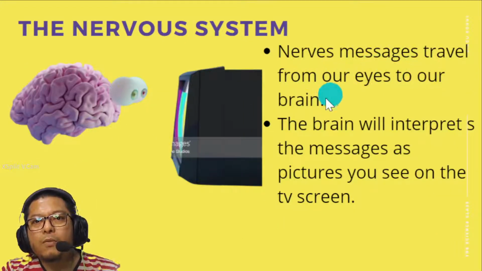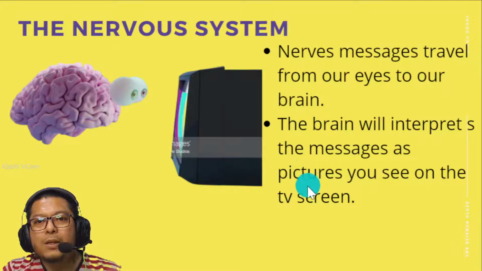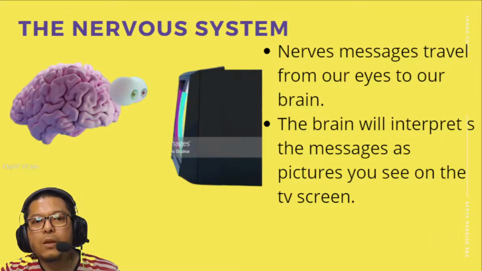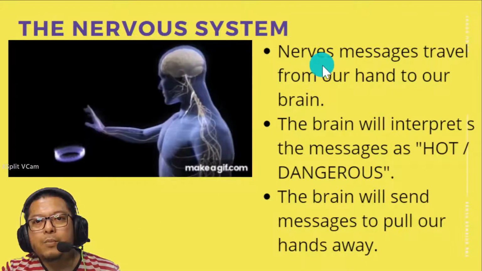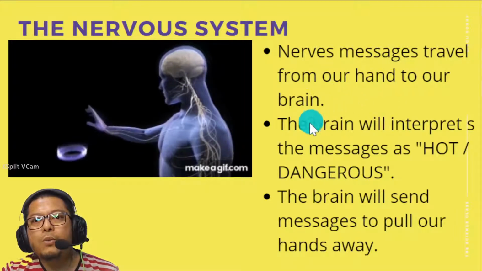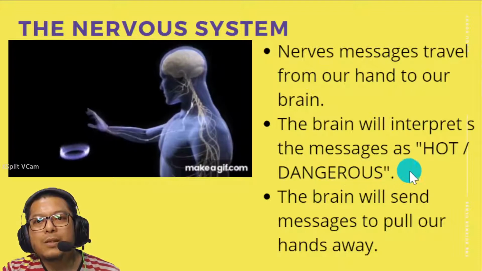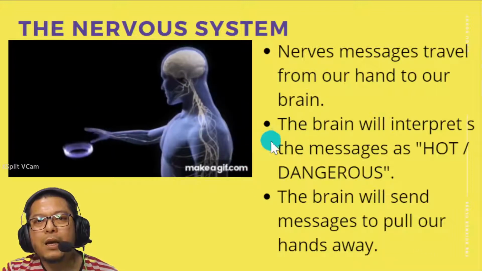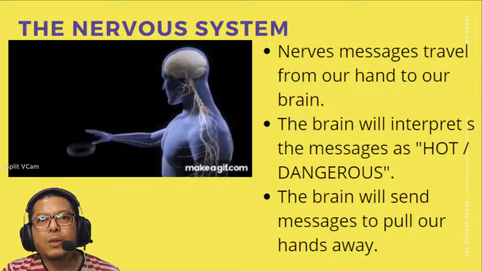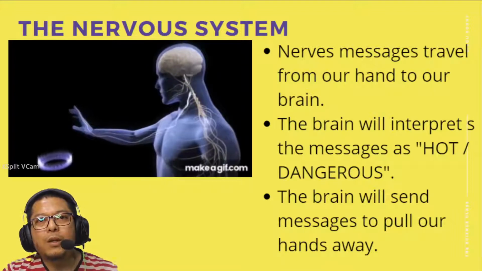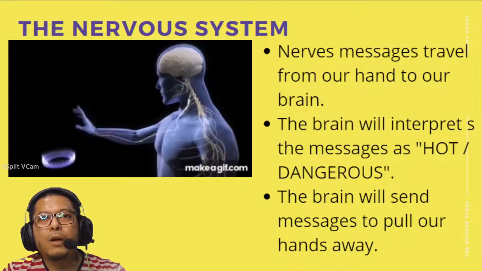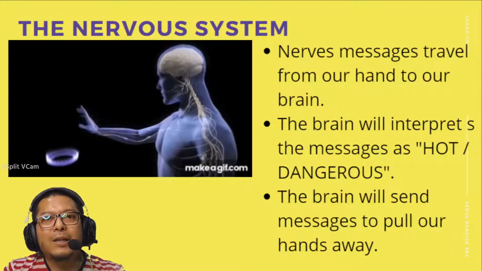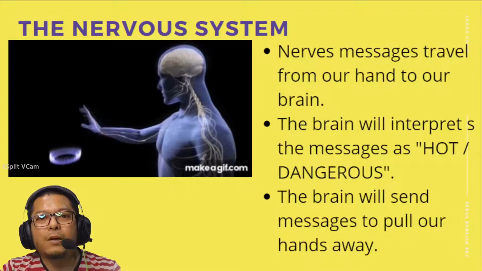Example, nerve messages travel from our eyes to our brain, and then the brain will interpret the messages as the picture you see on the TV screen. Another example would be nerve messages travel from our hand to our brain. The brain will interpret the messages as hot or dangerous. The brain will send messages to pull our hands away, and this happens very fast. So our reaction is interpreted by our brain. When we touch something, there's a message that relays to your brain through the nerves, and your brain will interpret the messages, and it will send another message for a reaction.